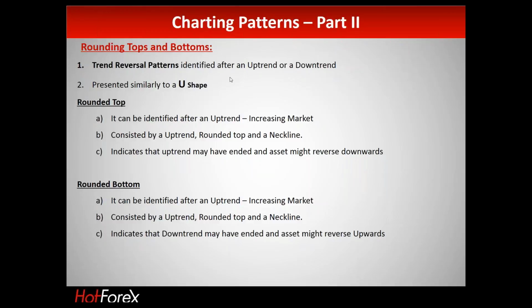So it's a reversal pattern as well. A rounded top can be identified in an uptrend, and it gives us a signal that our asset will probably go downwards. It consists of an uptrend, a rounded top, and a neckline, so I have to set a neckline as well. The rounded bottom can be identified in a downtrend, sorry, I said uptrend, that's wrong. It says that the downtrend may have ended and the asset may reverse upwards.